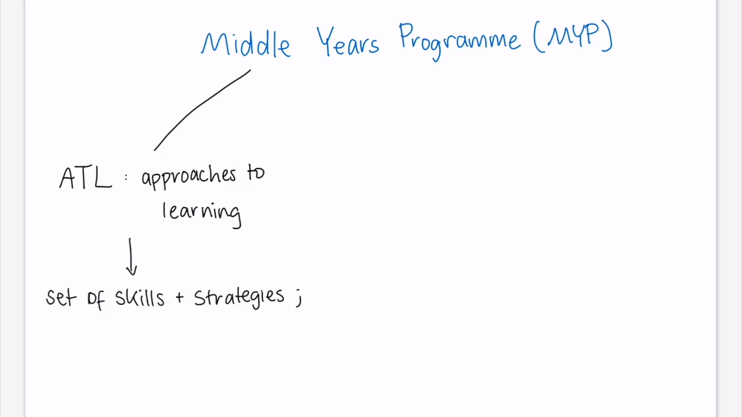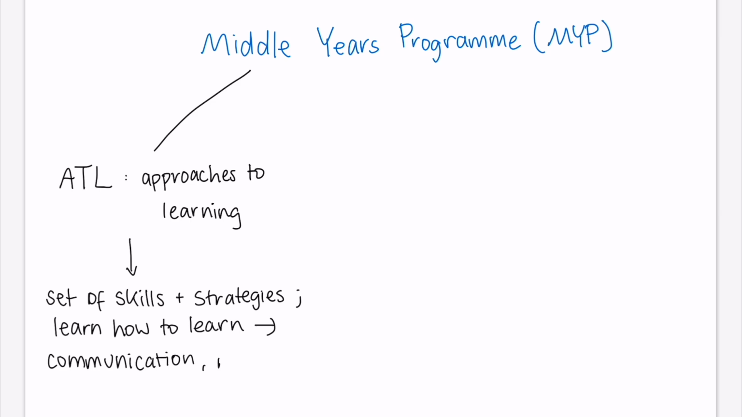Under the MYP umbrella, you have two main acronyms called ATL and PP. ATL stands for Approaches to Learning. This is basically a set of skills and strategies that can be used and developed by students to learn how to learn. For example, these are thinking skills, research skills, communication skills.